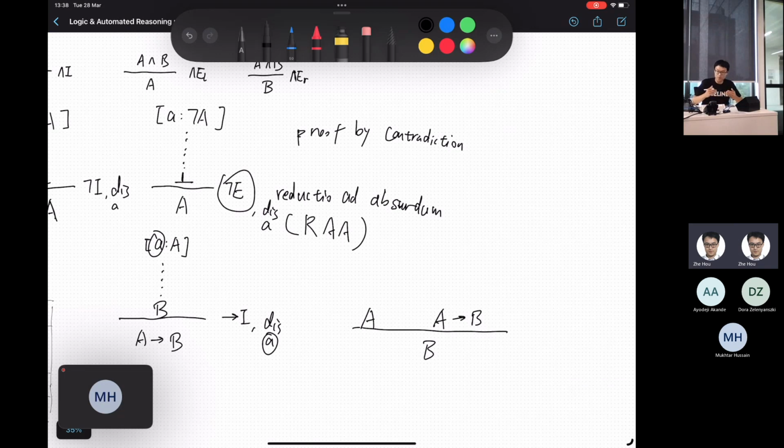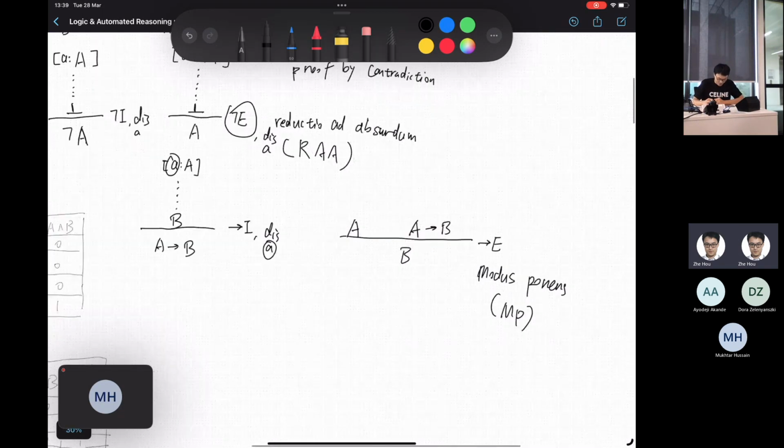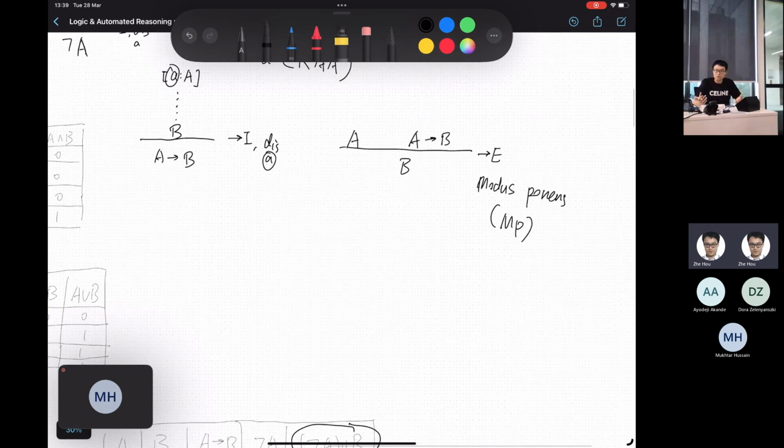Okay, so you need two premises. You need to know that A is true. You need to know that if A is true, then B is true. Then you conclude that B is true. So in that way, you eliminate the implication. And this one also has a Latin name. It's called modus ponens. Sometimes it's called MP. Very important. Okay, so that's how you do introduction and elimination for implication.